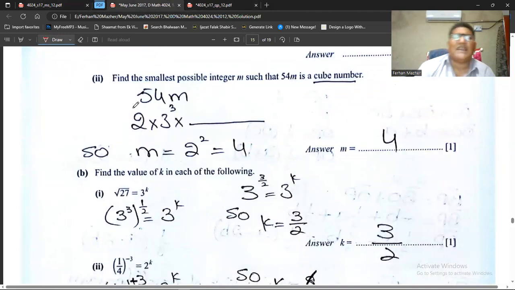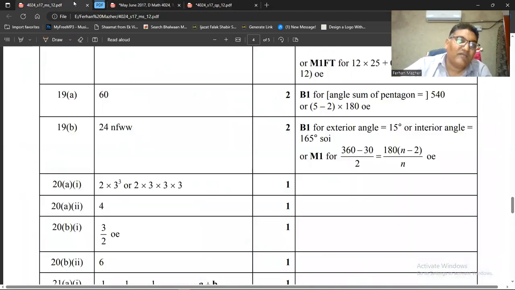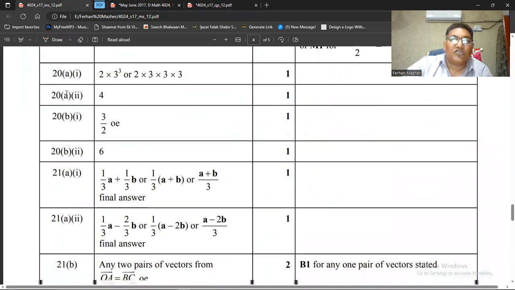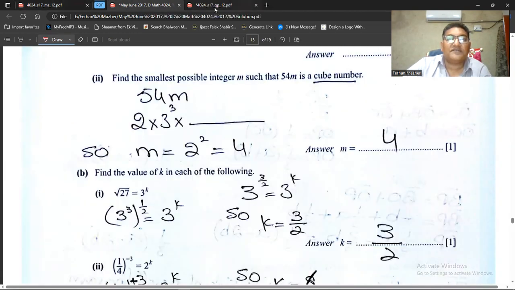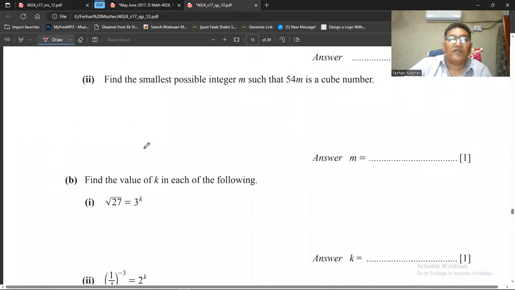So what can m be? m will be those numbers which will make the powers of 2 and 3 exactly cubes. 3 already has power 3 and 2 has power 1, so it needs 2 more powers. So m is 2 squared, that will be 4. So our answer is right, sir. Okay, this is the solution.